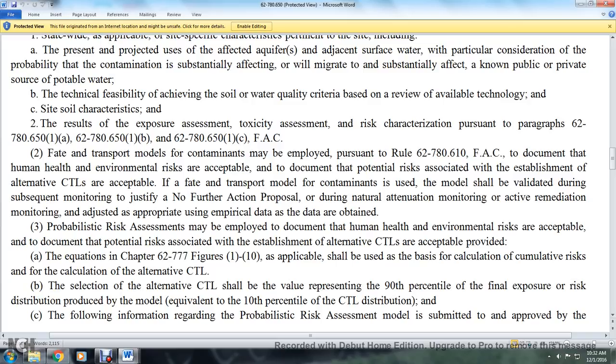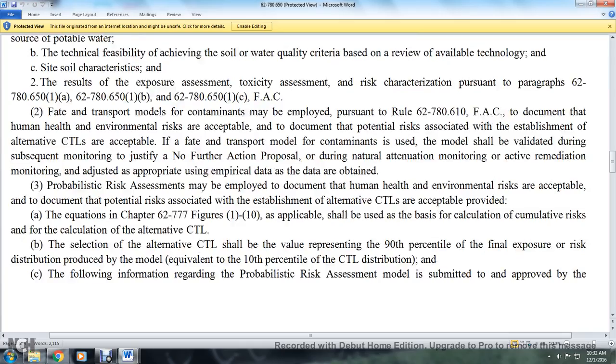Alternative cleanup target levels are acceptable provided the equations of 62-777 and Figures 1 through 10, as applicable, shall be used as the basis for the calculation of cumulative risk and of alternative cleanup levels. The selection of the alternative cleanup target level shall be the value at the 90th percentile of the exposure for the risk distribution, equivalent to 10% of the cleanup target level distribution.